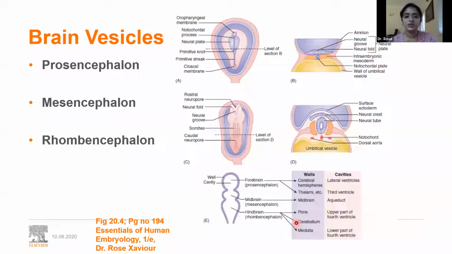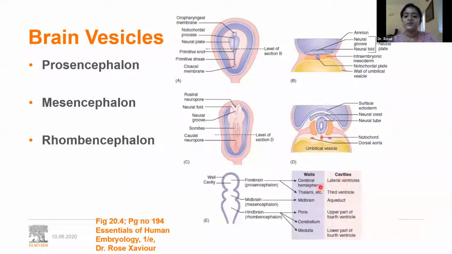We know that there is the neural tube, and at the cranial end, it is getting dilated and filled with fluid. So as the forebrain, midbrain, and hindbrain are getting differentiated, we know that there are some cavities enclosed within these. So let's see what the cavities enclosed within each part of the brain are.